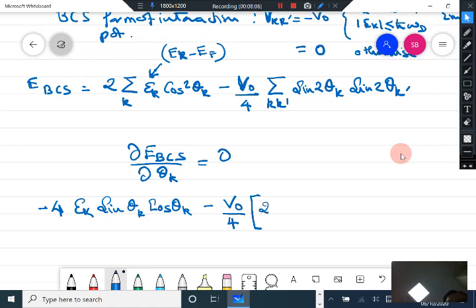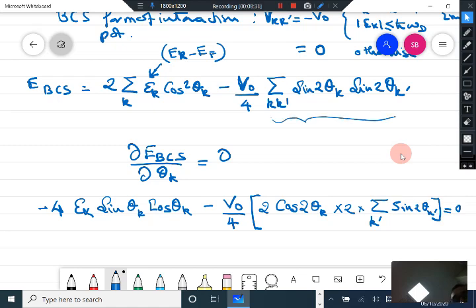This is 2 into cos 2 theta k into 2 into summation of k prime sin 2 theta k prime equal to 0. When you take the derivative of this, remember that this term will have terms like sin 2 theta k sin 2 theta k prime plus sin 2 theta k prime sin 2 theta k.